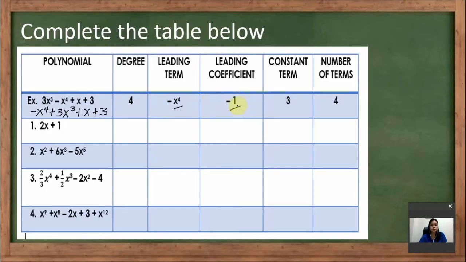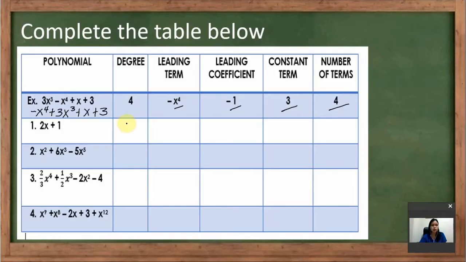Then the leading coefficient is negative 1 since the numerical coefficient of negative x raised to 4 is negative 1. Then the constant term is positive 3. The number of terms is 4 since we have 1, 2, 3, 4 terms in this polynomial. Okay, so let us answer the following. You can use your scratch paper or you can answer mentally these exercises.